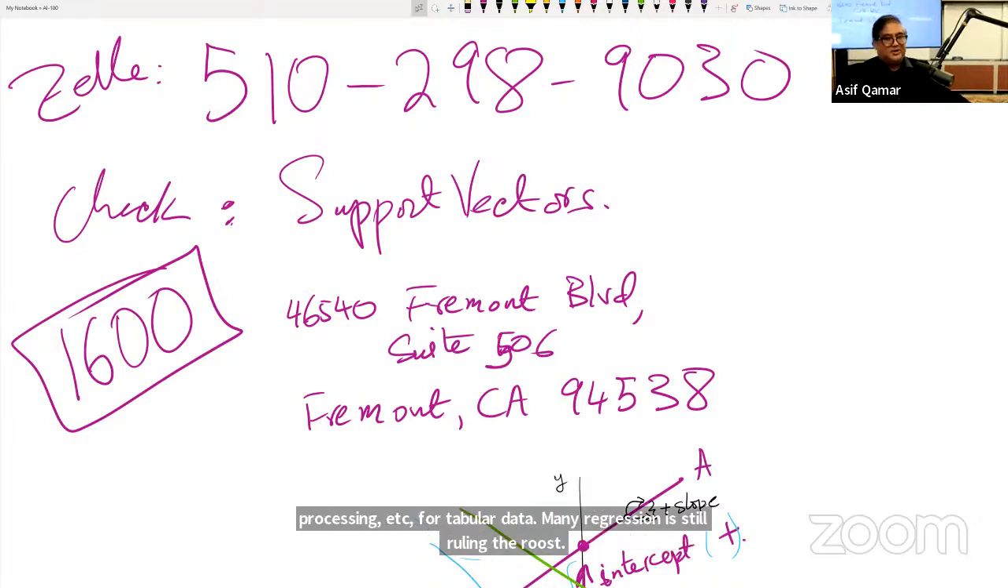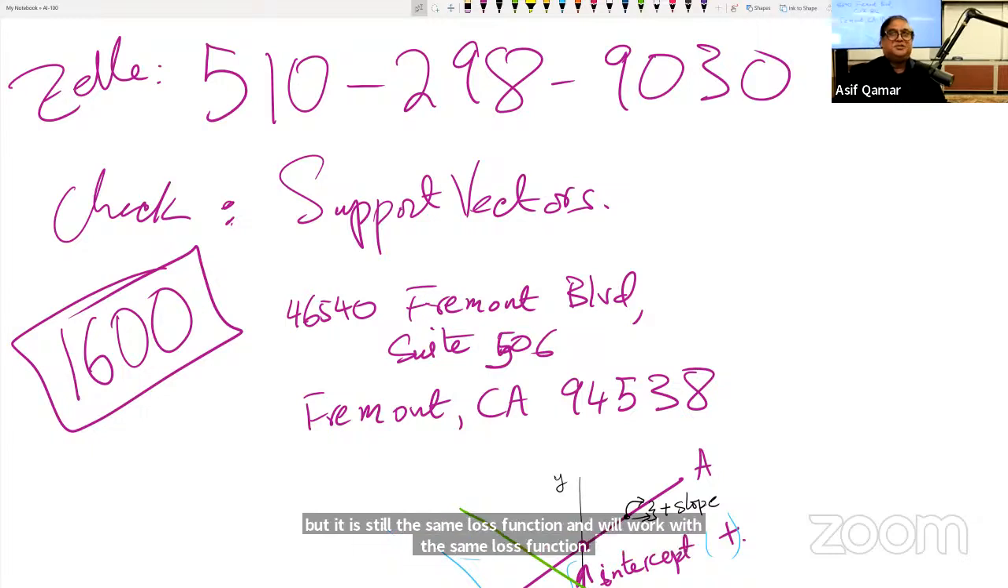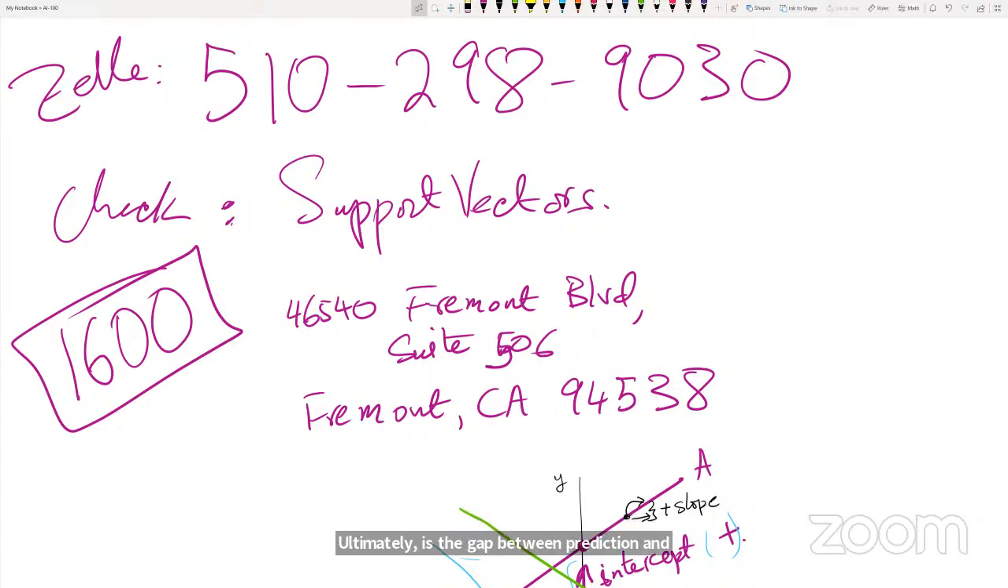But when it comes to very complicated things, to which this course alludes, we will make highly nonlinear models. We'll use neural networks. But even then, the loss function remains the same. It's just that the pieces of our hypothesis become different. They become the weights and biases of neural networks. But it is still the same loss function. Ultimately, it is the gap between prediction and reality. Got it. Thank you.